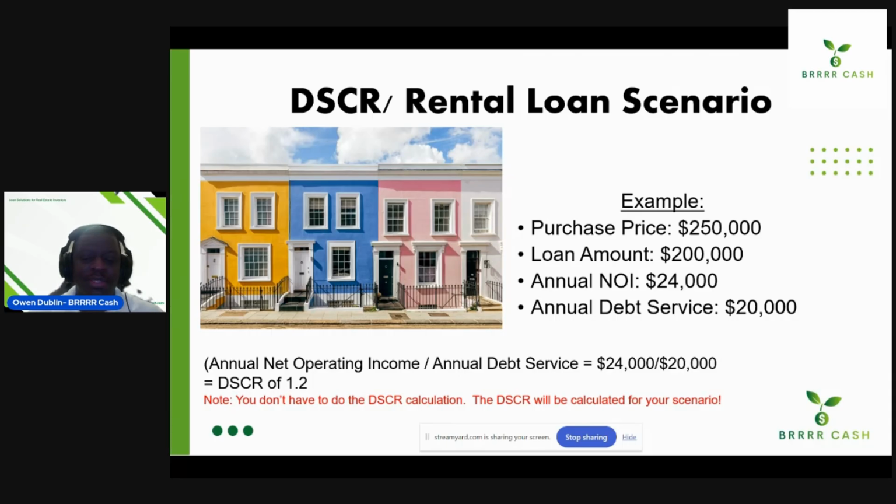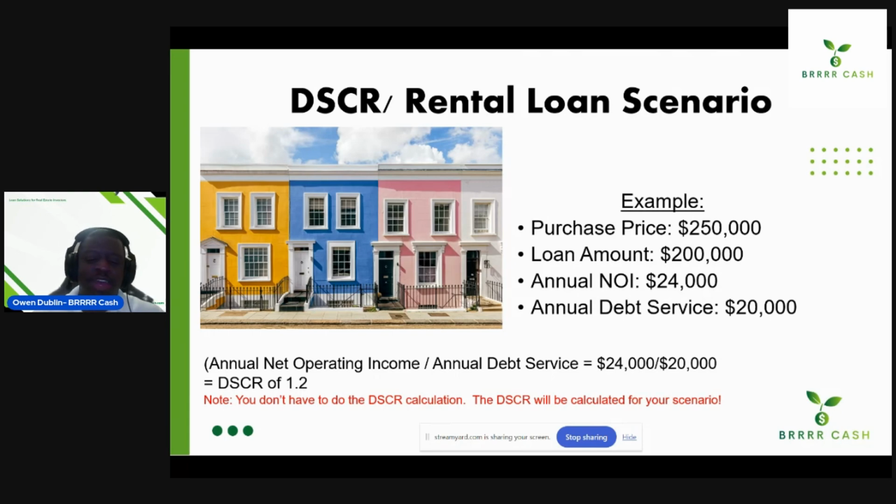And the good thing about the DSCR loan is that you don't have to do the DSCR calculation. You're going to provide us the numbers for the rent, tax, insurance, and your purchase price, things of that nature. And we'll do the calculation for you. So you don't have to worry about the calculation, but people ask the question, so we're going to show you this example. And also, we can tell you the DSCR that you get for your property.